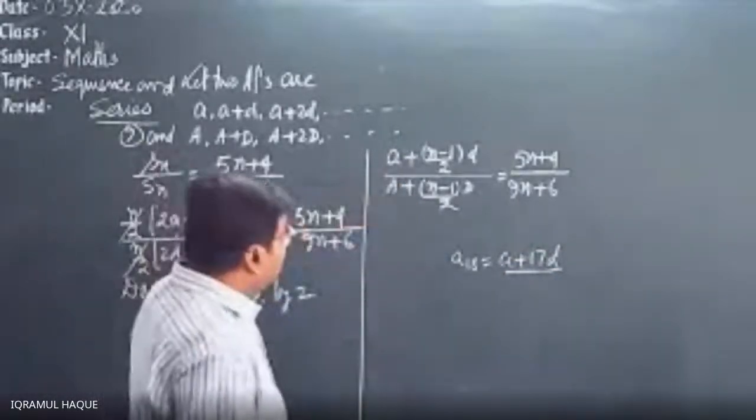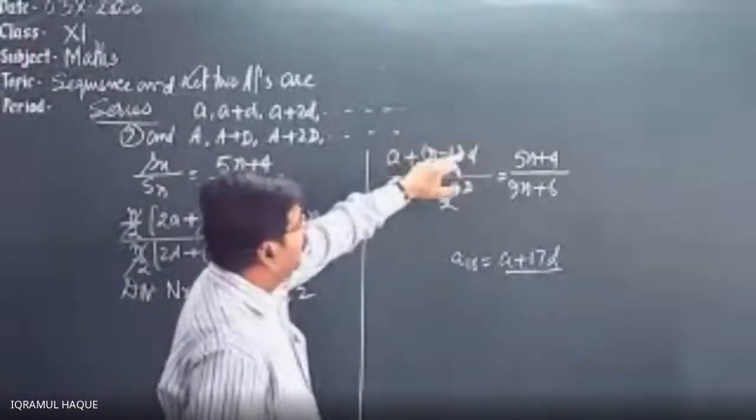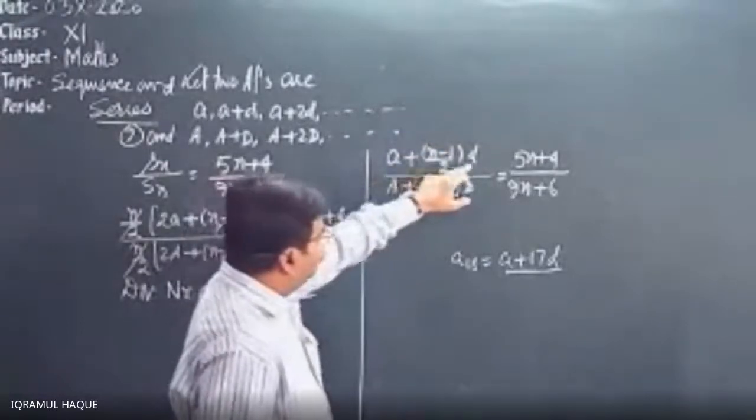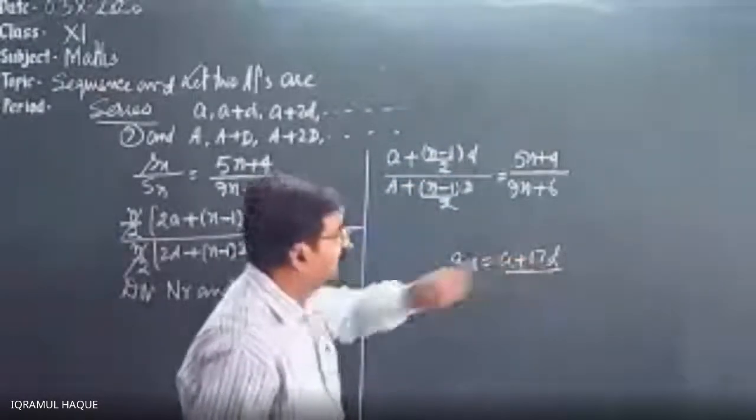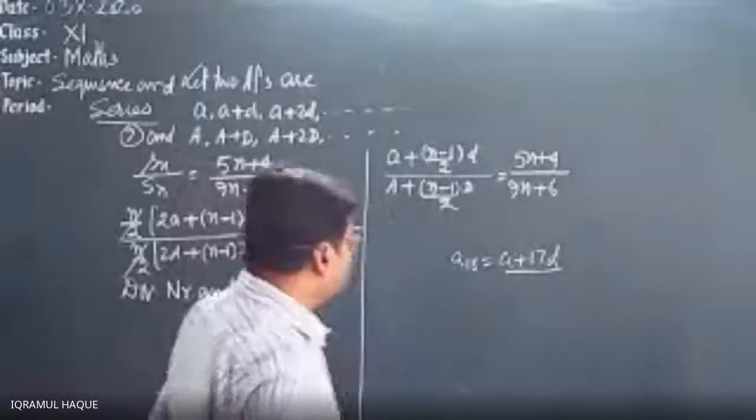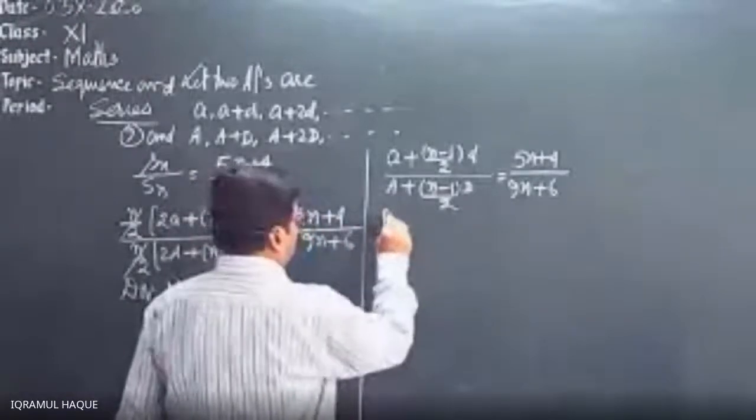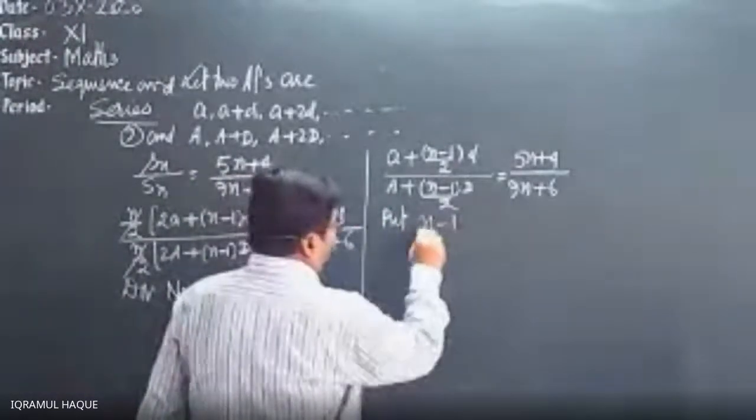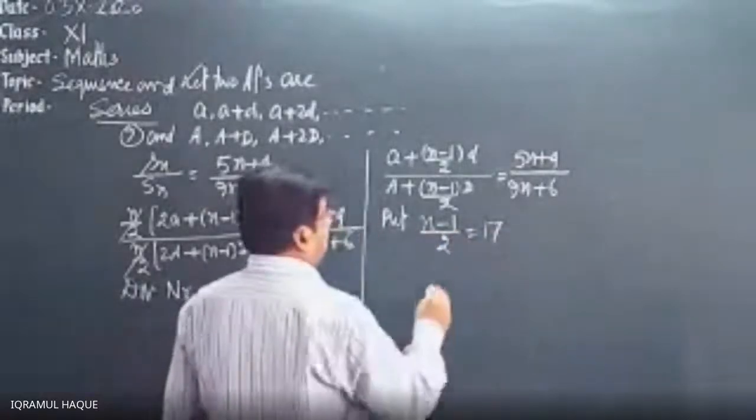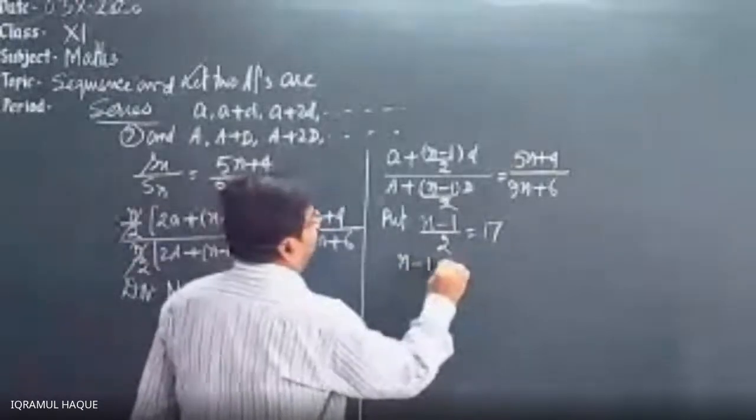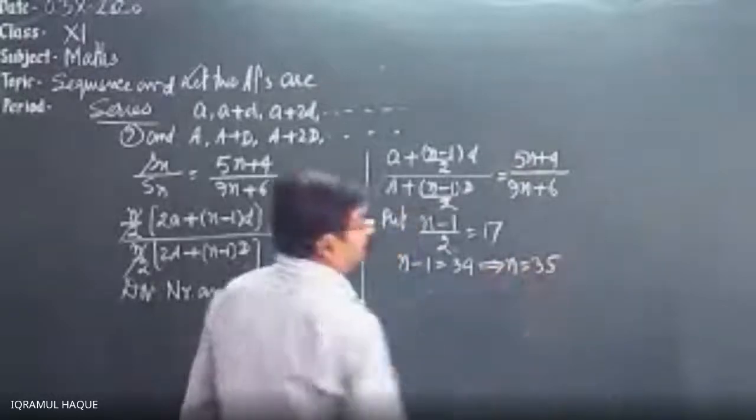See, here we have A plus n minus 1 upon 2 into D. It means, in the term 17D, in place of n minus 1 upon 2 it is 17. So what to do? Simply put n minus 1 upon 2 is equal to 17. So, cross multiply, n minus 1 is equal to 34. So, n is equal to 35.